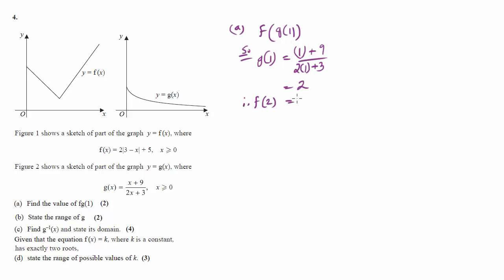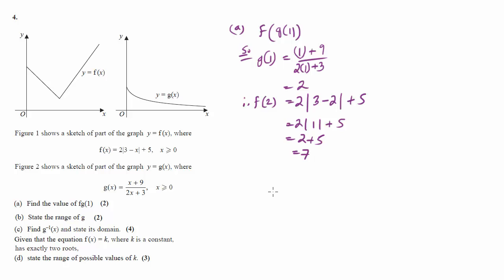So f of 2 is 2 times the modulus of (3 minus 2) plus 5. So we get 2 times the absolute value of 1, plus 5. We know the absolute value of 1 is 1. It removes any negative sign, and there is no negative sign over here. So 2 ones are 2, plus 5 is 7.